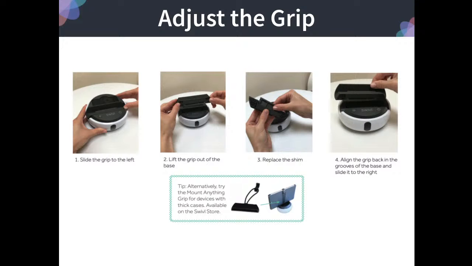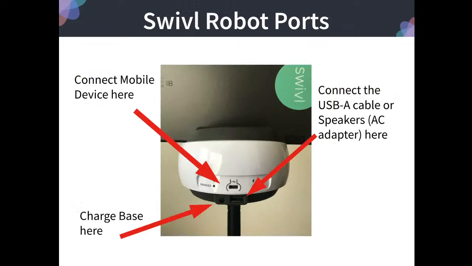The next part is talking about the robot ports on the backside of the actual Swivl robot. This is where you will connect your mobile device, and there are arrows for that. You'll see your charging base there, and you'll also see the capability to add the USB cable, and we'll talk about those as we progress through the actual training.